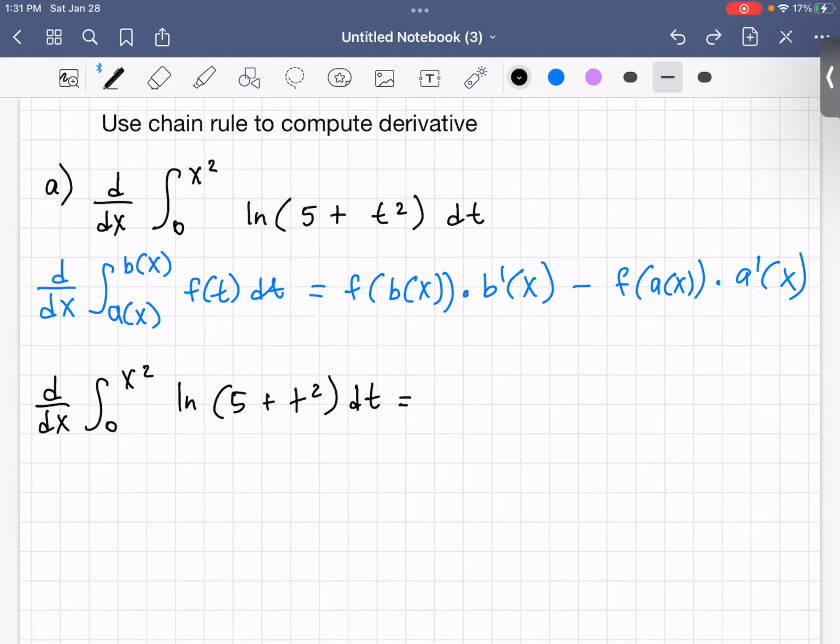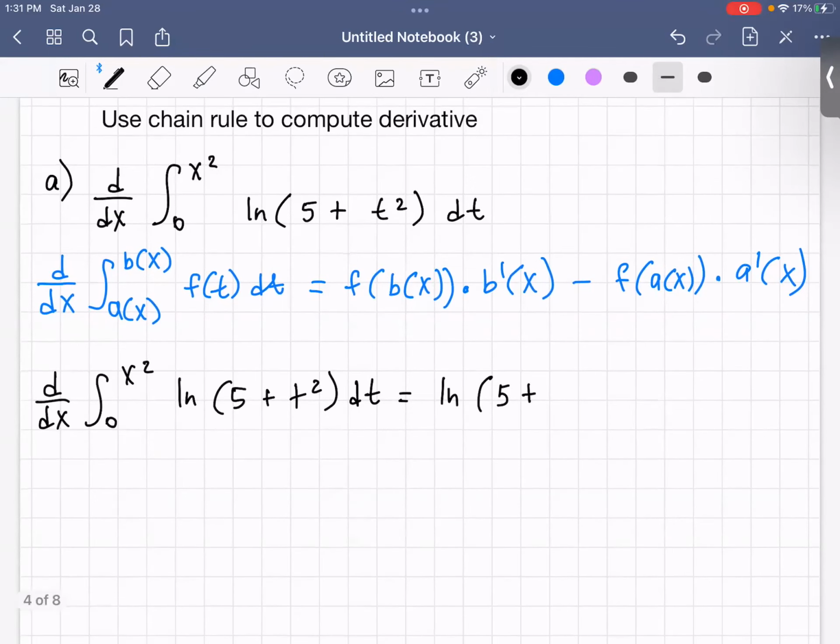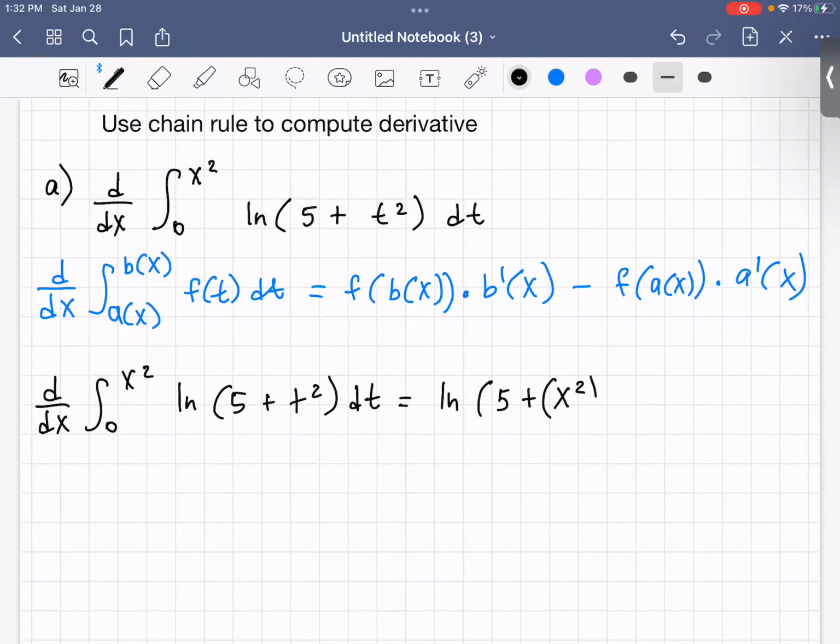So let's sub in the first number, which is x squared. So ln of 5 plus x squared, squared, right? Times the derivative of our b of x function, which means 2x, minus f of a of x.